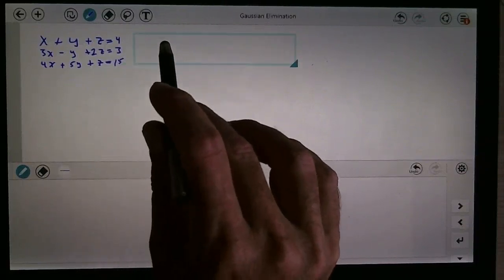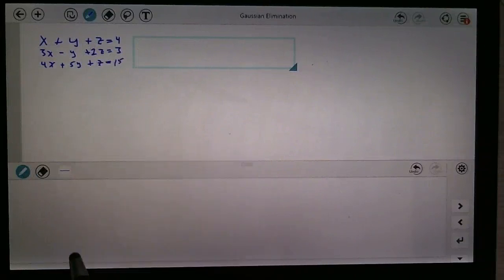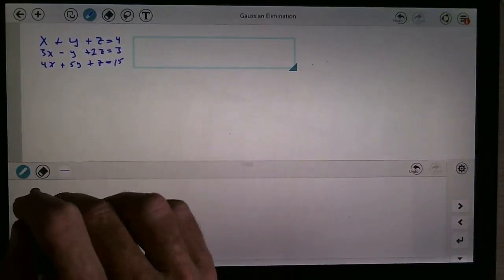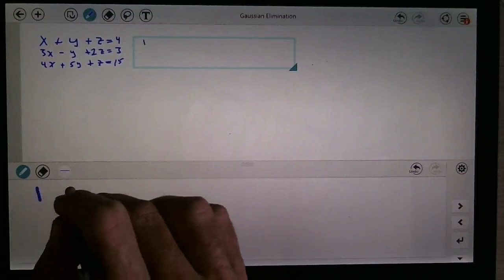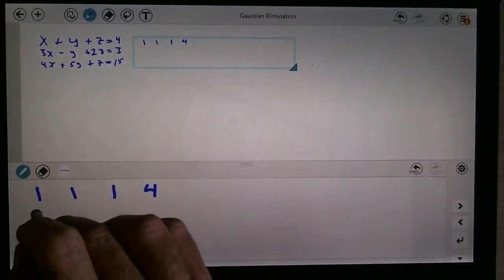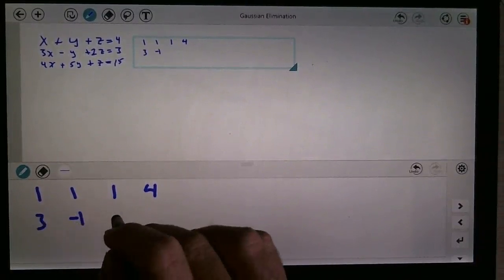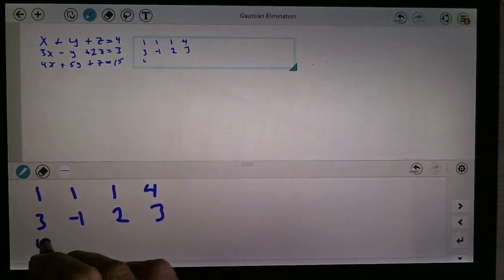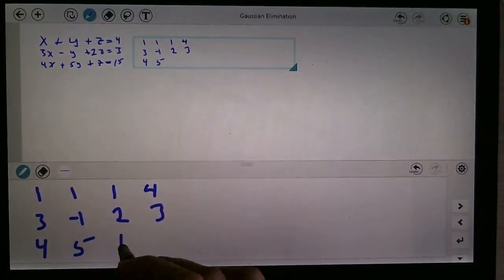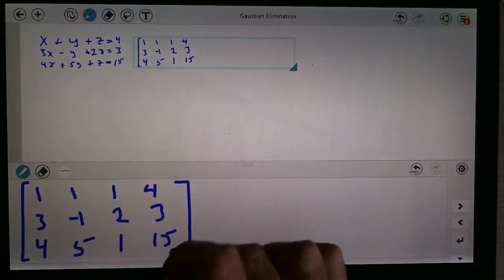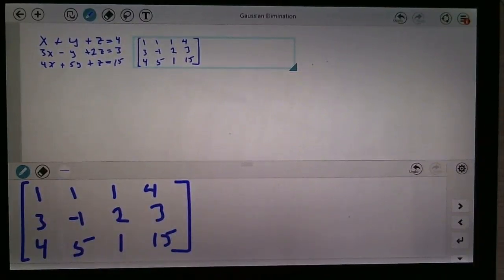So first thing I'm going to do is take this system of equations and create the augmented matrix associated with it. So 1, 1, 1, 4 would be the first row, and then 3, -1, 2, 3 is the next row, and then 4, 5, 1, 15 is the last row. Okay, so that's the augmented matrix for this system.